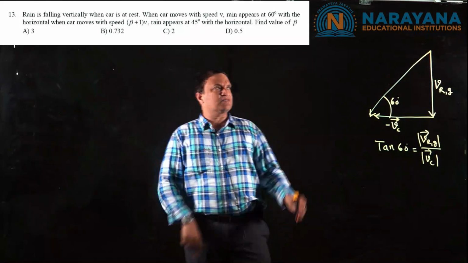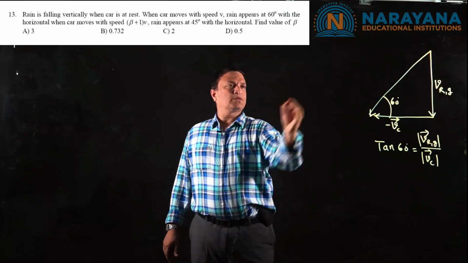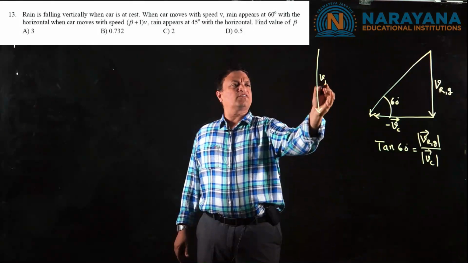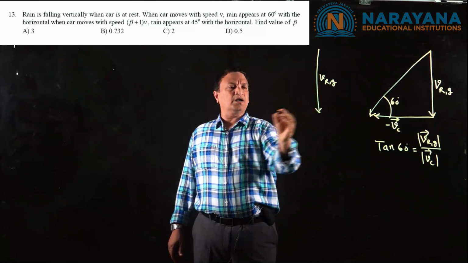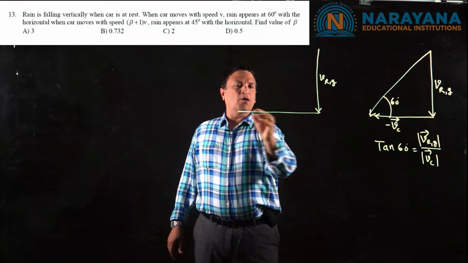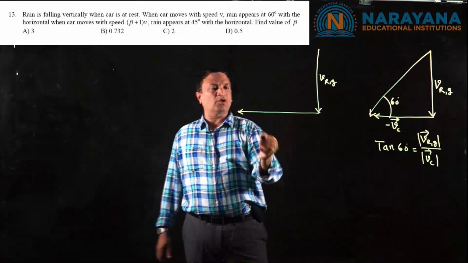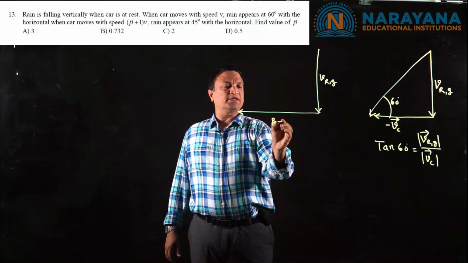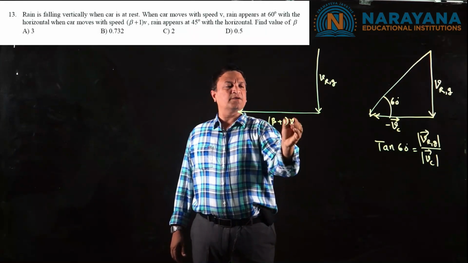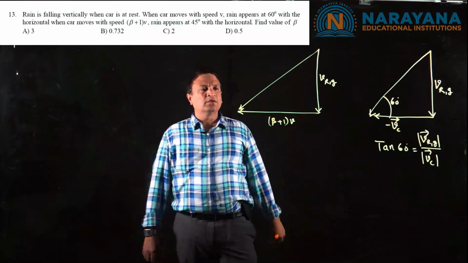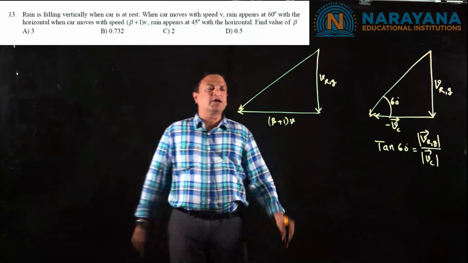In the second part of the question, there is no change in the velocity of the rain with respect to ground, but the component in the horizontal part is no longer V, it is more now. Now it is beta plus 1 times V. So obviously, this angle will become 45 now.